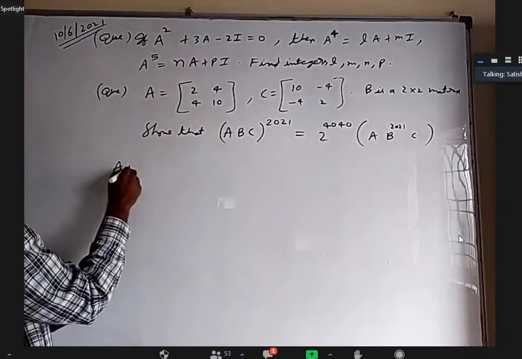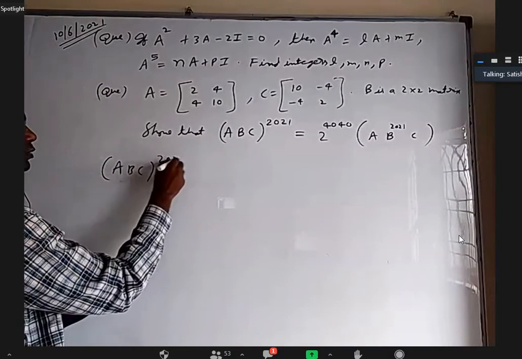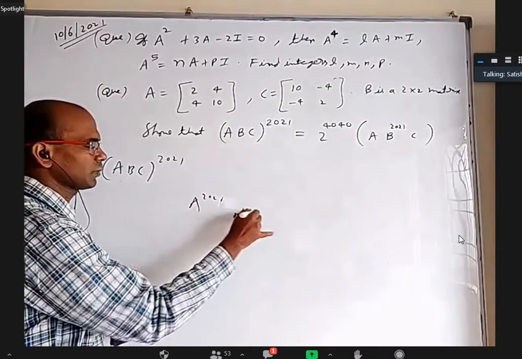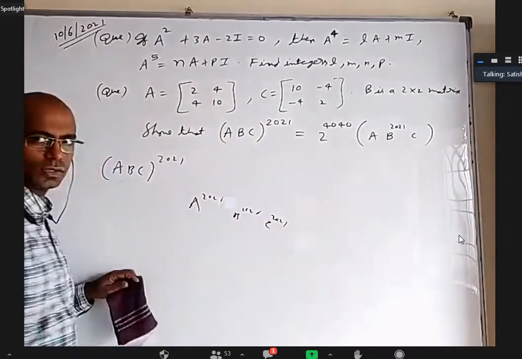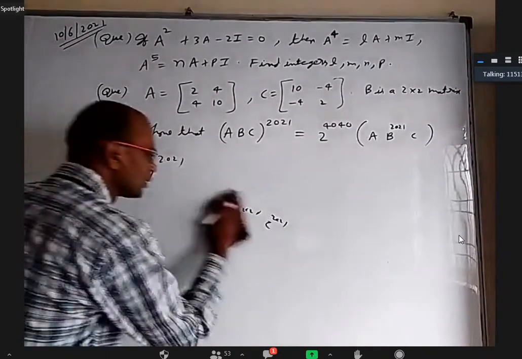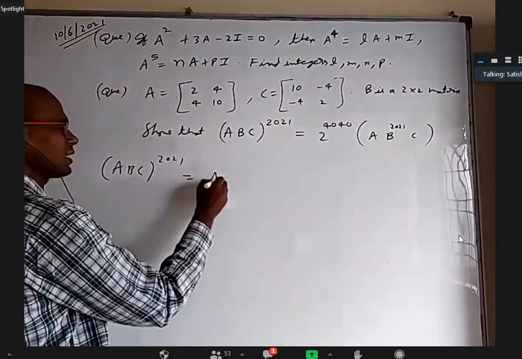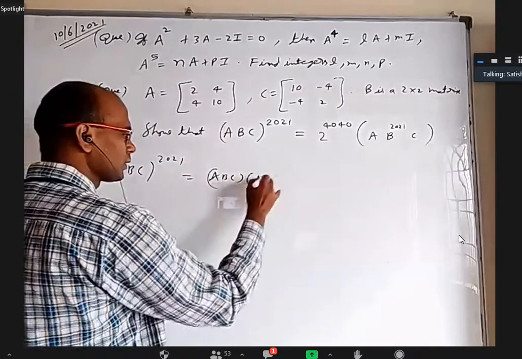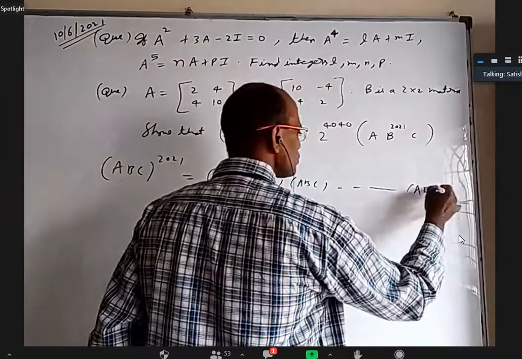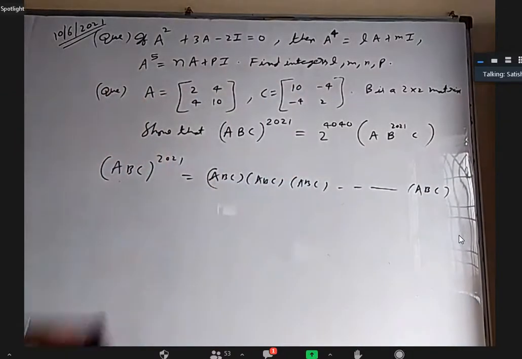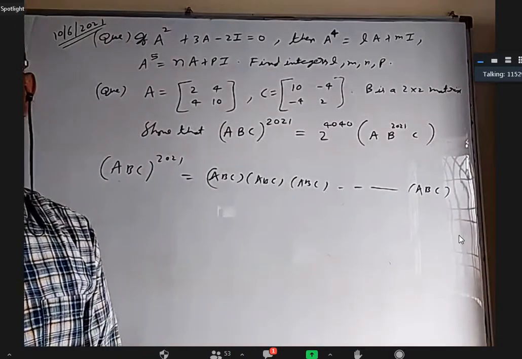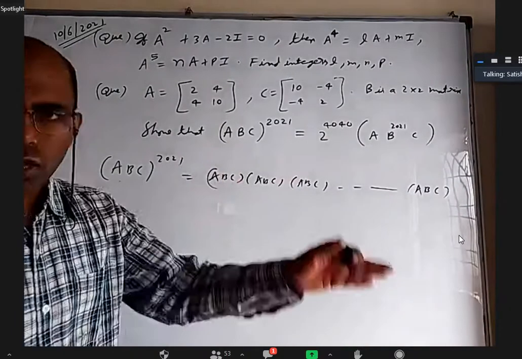Let us start with ABC whole power 2021. I think everybody knows you cannot write A power 2021, B power 2021, C power 2021. That is not correct to write. Am I correct? Yes, sir. But you can write this as ABC into ABC into ABC into ABC, like that, 2021 times. Am I correct? Yes, sir.